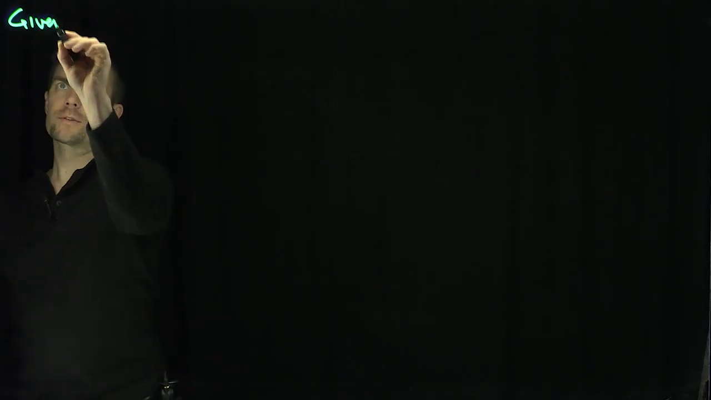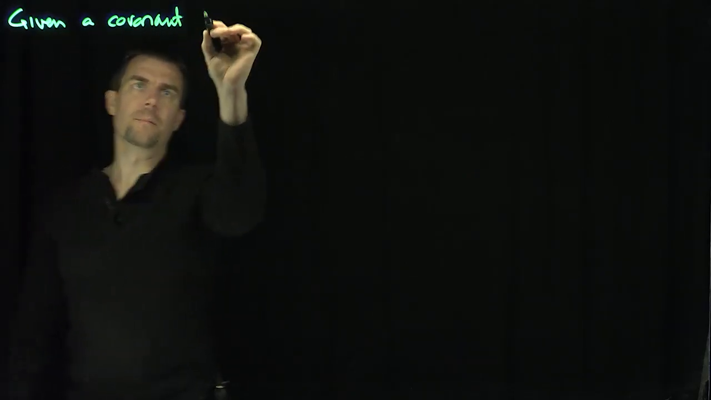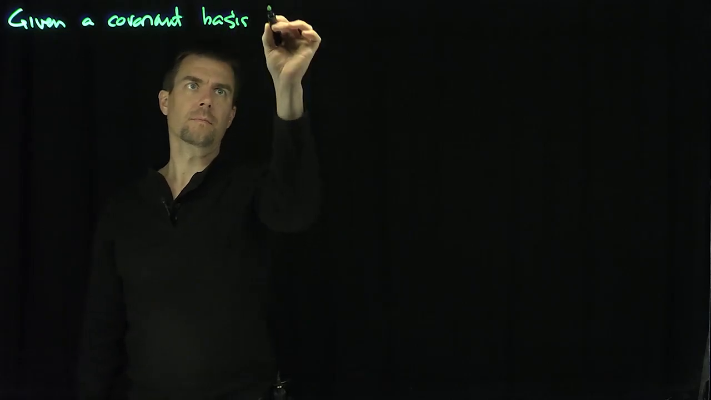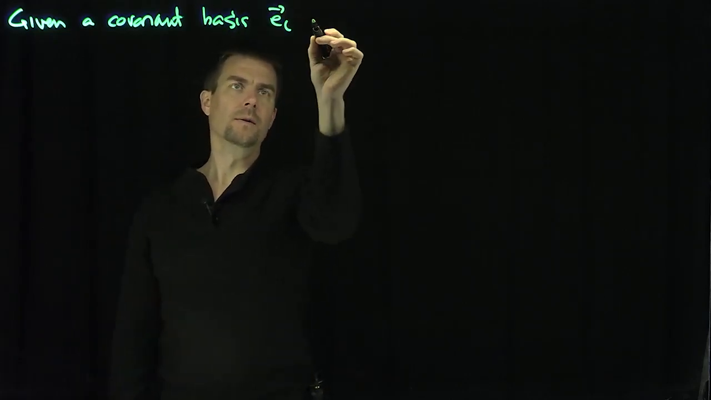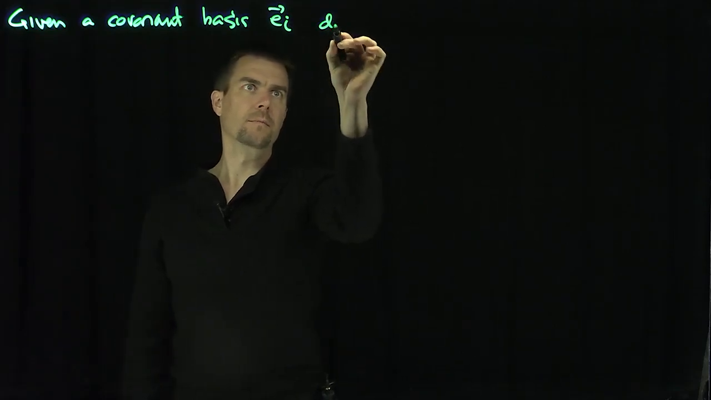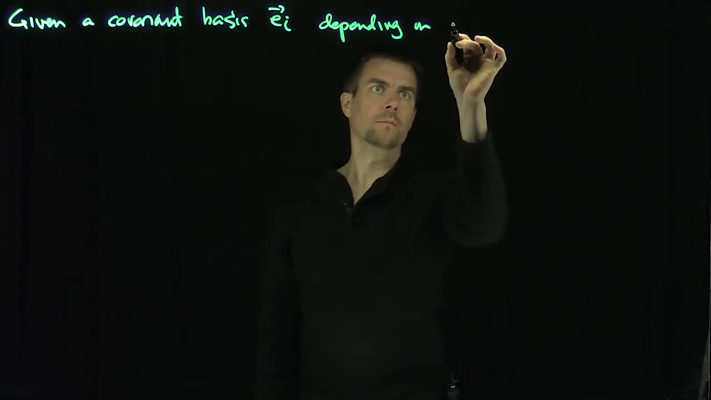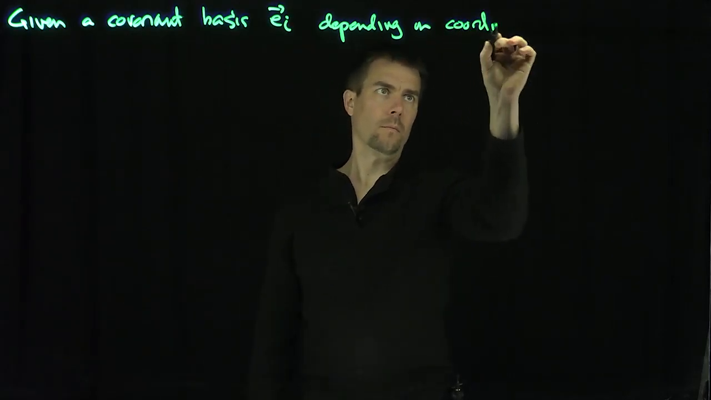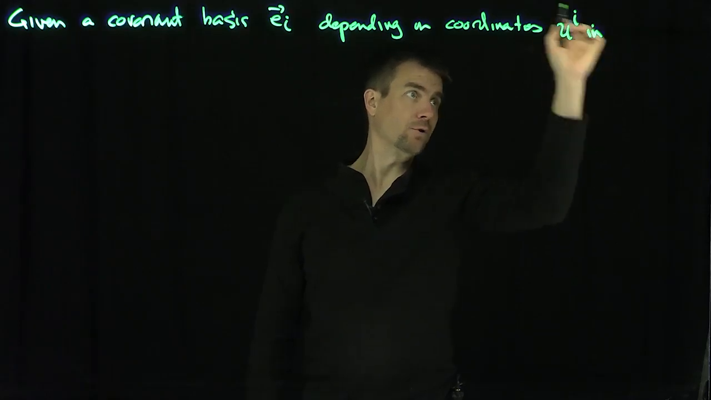Hello students, in this video we'll find a formula for the Christoffel symbols in terms of the metric tensor. Given a covariant basis, E1 through En, just call them E_i, depending on coordinates u^i in the natural way.